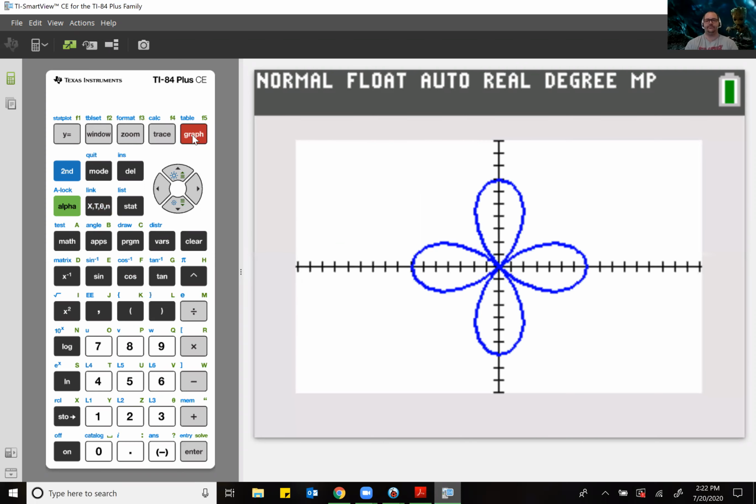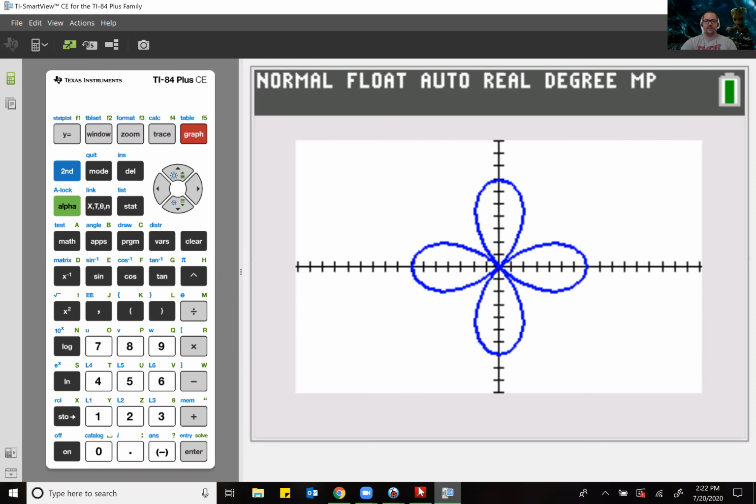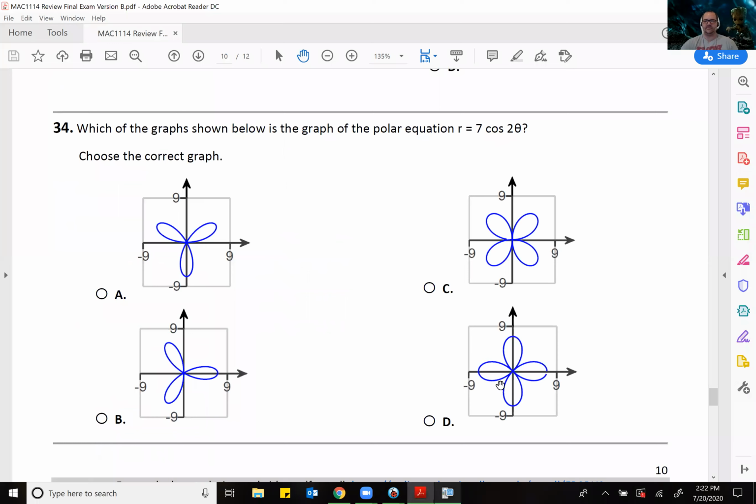And there's what it looks like. So all we got to do is pick the correct picture. So we come back, and it is D. Let the graphing calculator do the work for you. Last question. We did it.